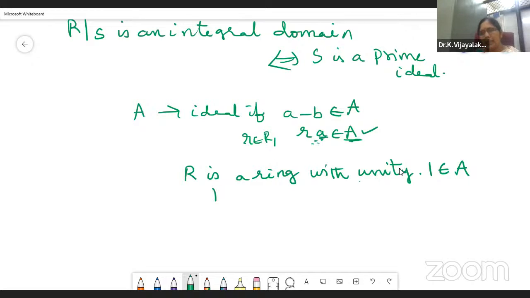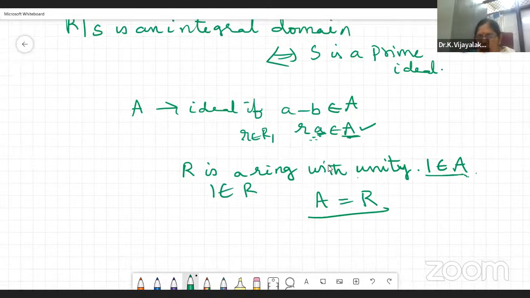R, anyhow, one is in R. Suppose one is a common element for A and R, then there is no difference between A and R, and your A will become R. Students, got my point? Yes, ma'am.